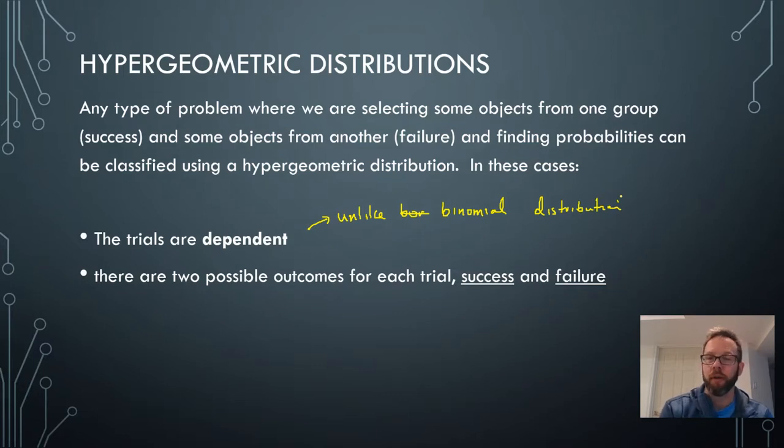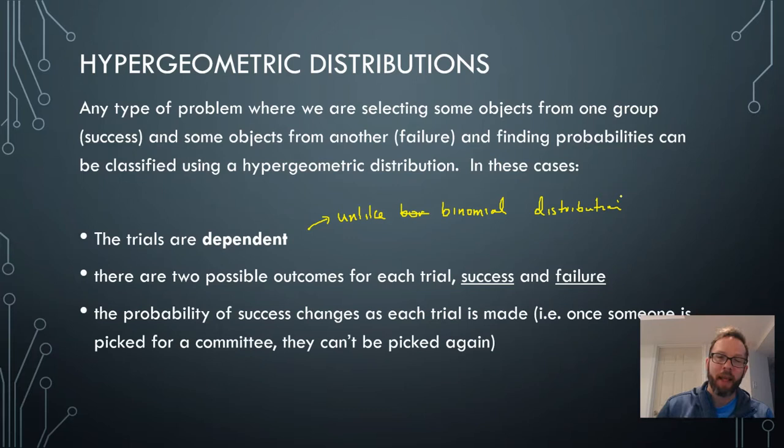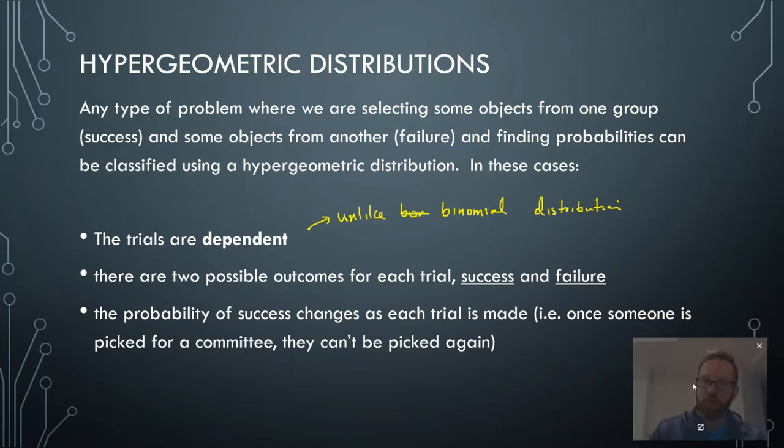And so in our example, a success was getting a female on the committee and a failure was getting a male. Note that we could easily have flip-flopped that around. And the probability of success changes as each trial is made. Like we hit on in the previous question, once somebody's picked for a committee, they can't be picked again. There's 1 less person and the probabilities change.